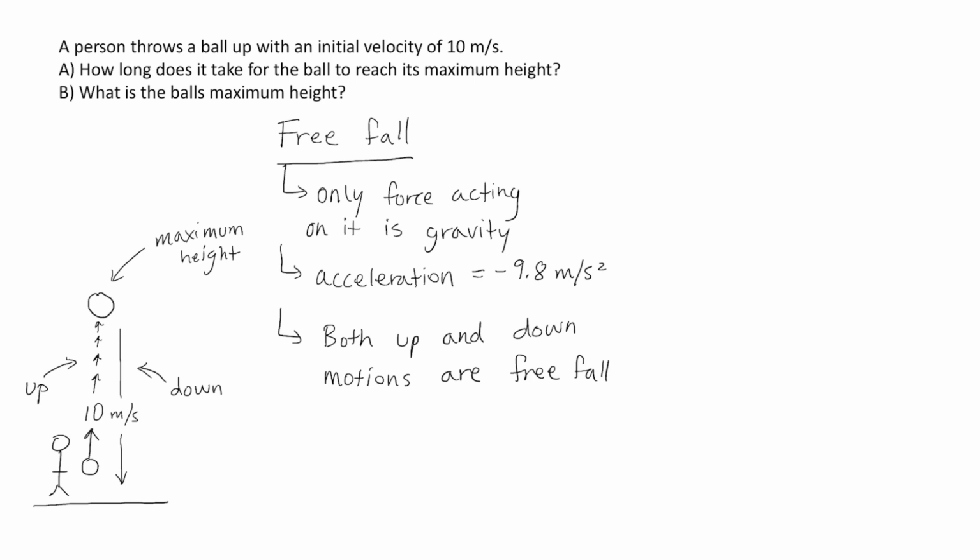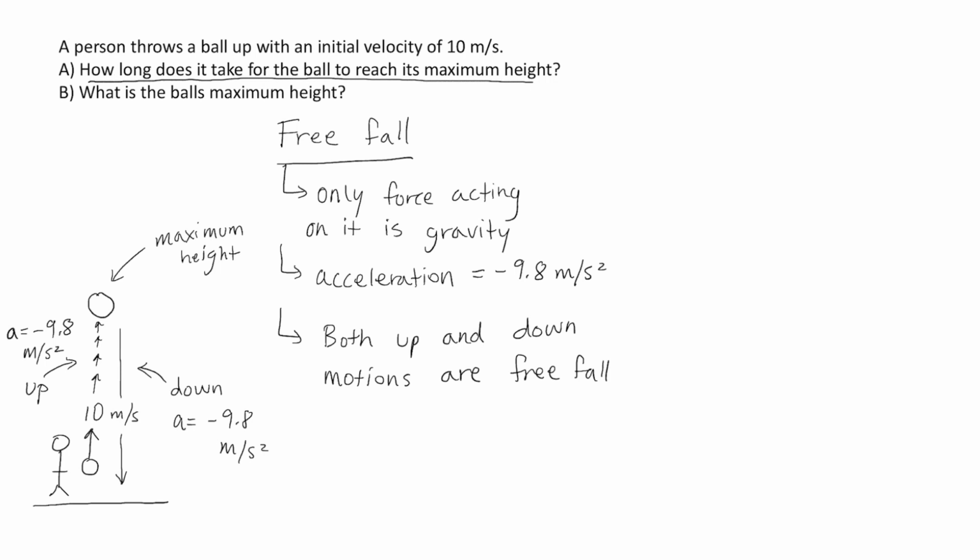And so we can write that the acceleration on the way up is negative 9.8 meters per second squared, and if we needed it, the acceleration on the way down is negative 9.8 meters per second squared, because that's the acceleration due to gravity. And whenever you're doing free fall questions, the acceleration will always be the acceleration due to gravity. Now that we understand that this ball is moving with free fall motion, let's jump into the question.